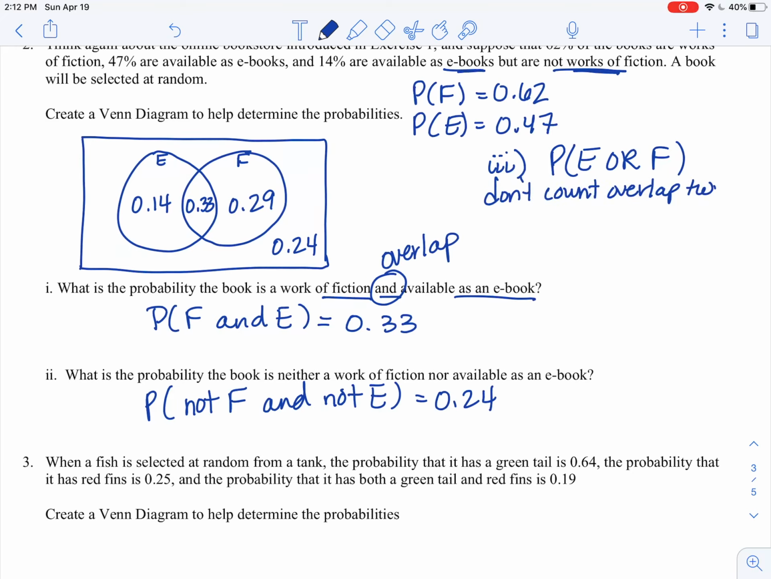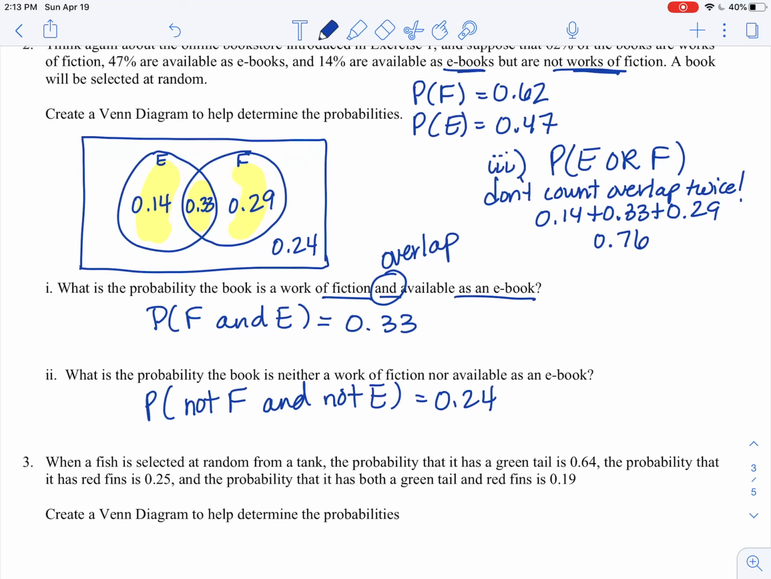Basically, the way I like to think of doing these OR probabilities is I think of 3 sections of circles. Everything that's in E but not in the overlap, plus everything that's in F that's not in the overlap, and you only count the overlap 1 time. When you add those 3 parts together, that's your OR probability. So therefore, it would be 0.14 plus 0.33 plus 0.29. Give me a second to add those together. Okay, so 14 plus 33 plus 29 comes out to be 76.